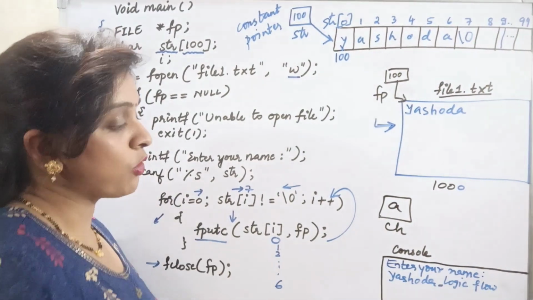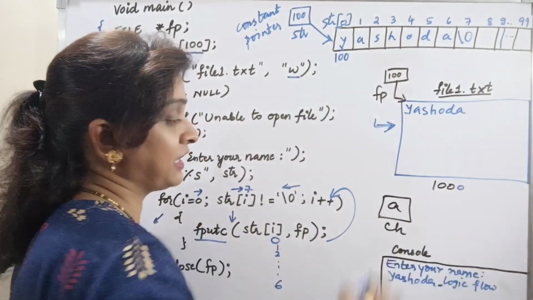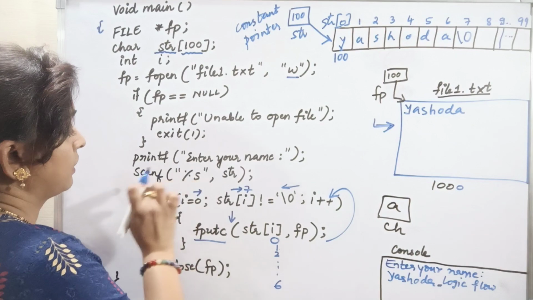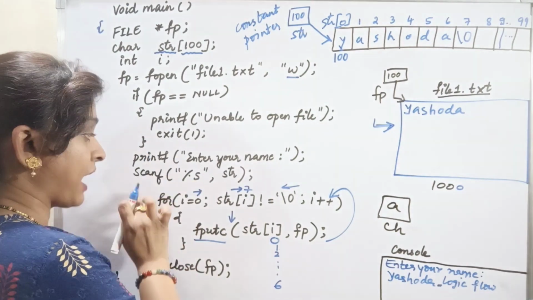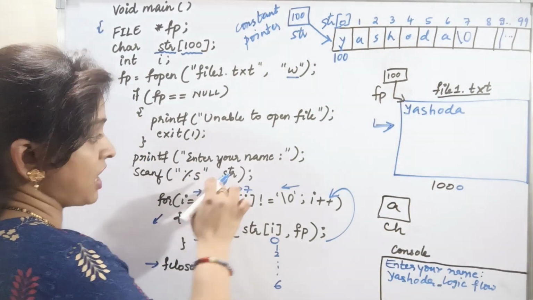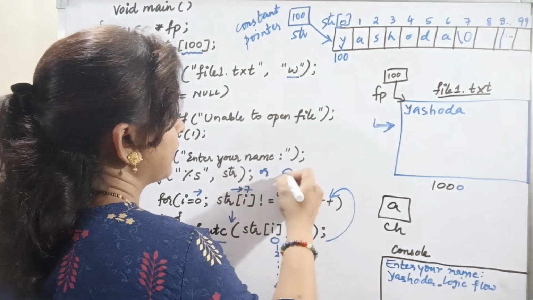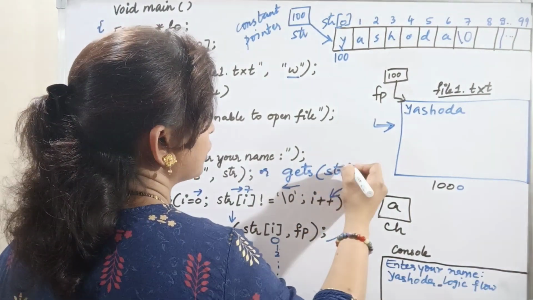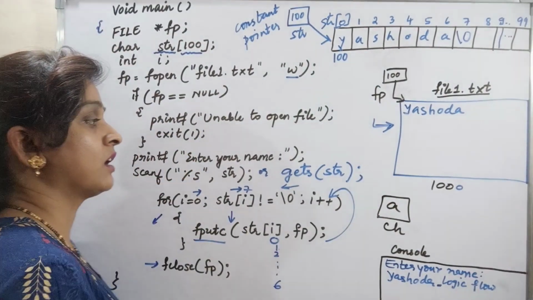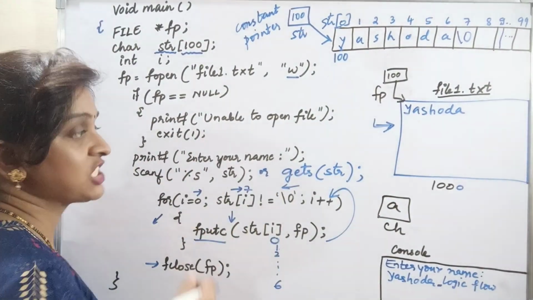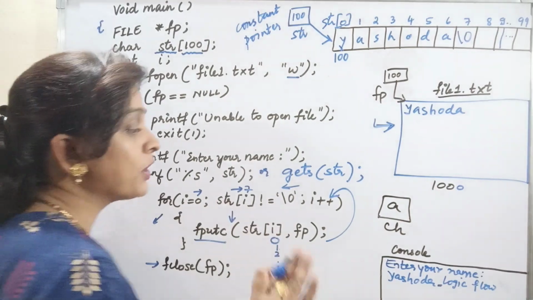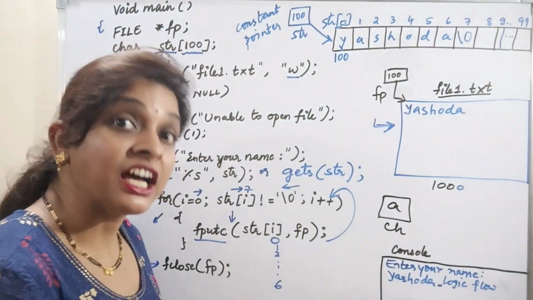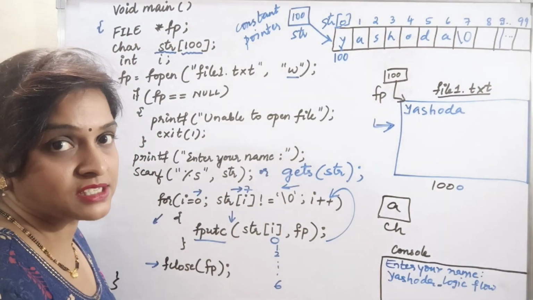But if I want to have the complete data including the space, what I can do here, rather than writing scanf percentages str, you can have gets of str. So what the gets function will do is it is not going to ignore the white space. Even the white space is being considered by gets.